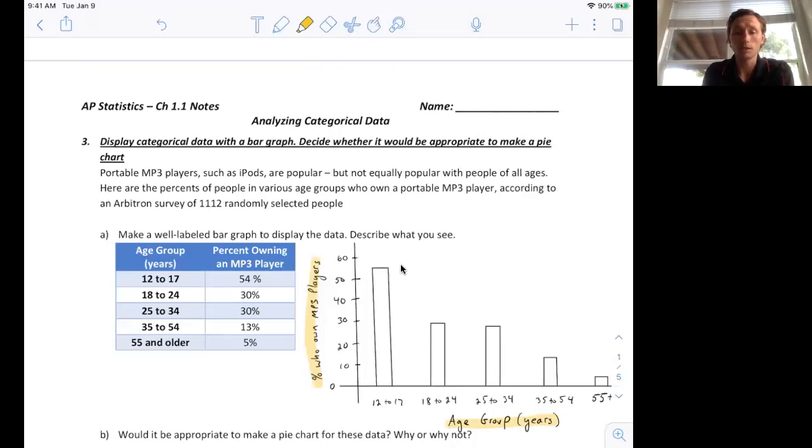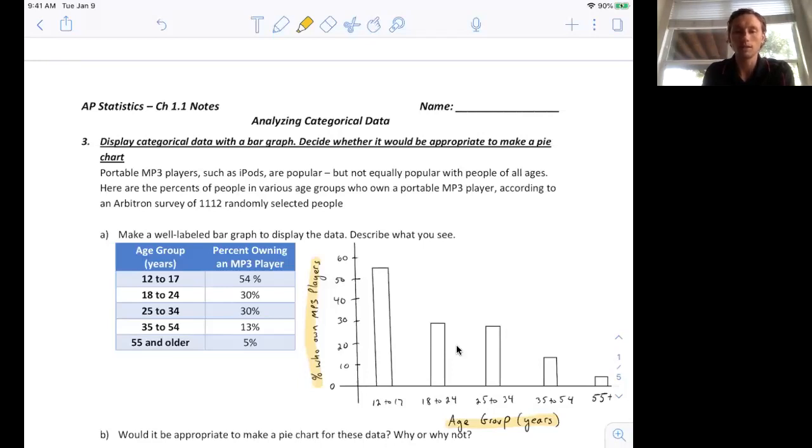Actually, before we answer that, we do need to make sure we say that we describe what we see. So in this case, it's obvious that the older the person gets, the less likely they are to own an MP3 player. Now let's answer this next question. Is it appropriate to make a pie chart?